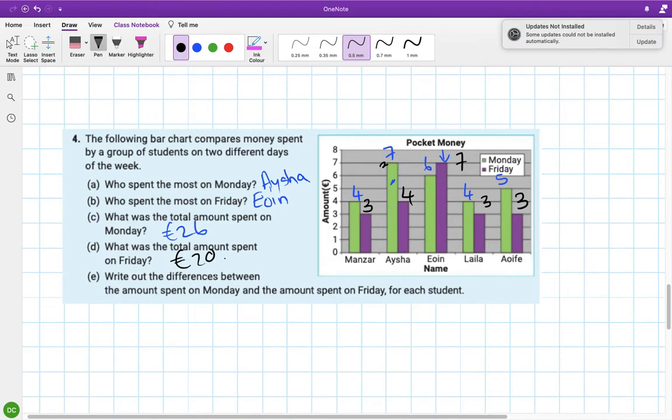Write out the differences between the amount of money spent on Monday and the amount of money spent on Friday. So differences: a difference is a subtraction. Okay, so for Manzar, the difference is €1.